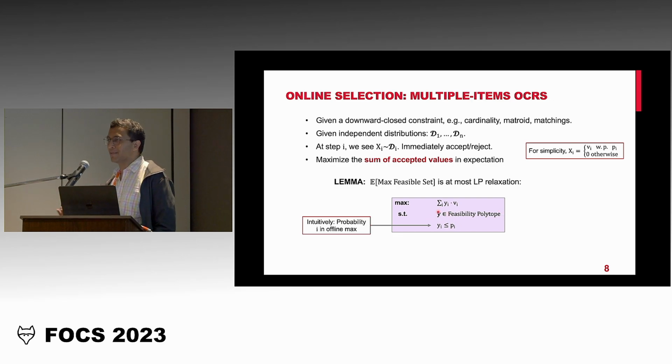Like earlier I was putting summation v_i is at most 1. But if I have a cardinality constraint, like I can take k of them, then I'll put maybe summation y_i is less than or equal to k. I can put a matroid polytope. I can put a bunch of other things.